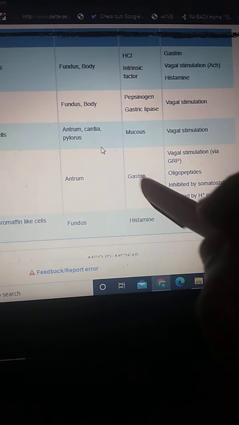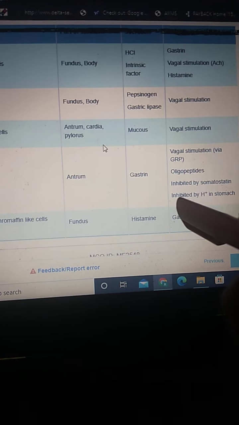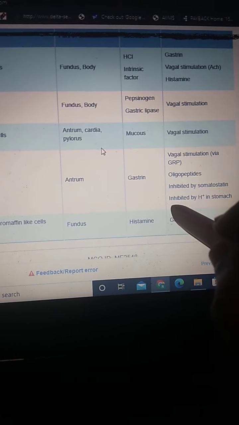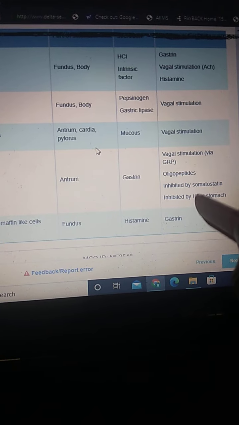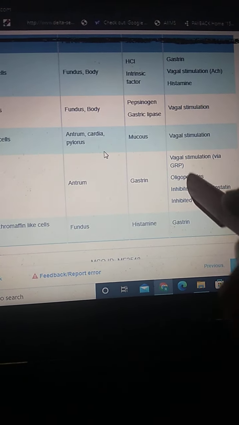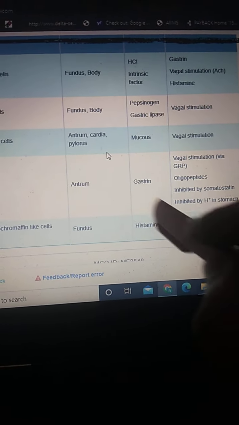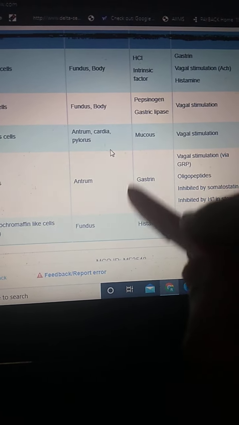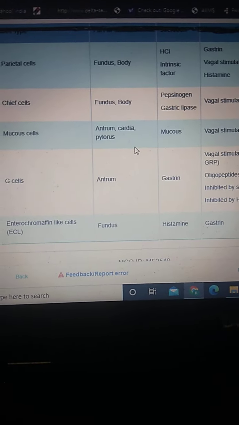Now in this acidic medium, gastrin is inhibited by somatostatin, and the proton pump is also inhibited by somatostatin and by H plus in the stomach. This inhibition by H plus is like a feedback: more of the acid will tell the gastrin to stop producing, so that HCl secretion will be stopped. So these are all the drugs.